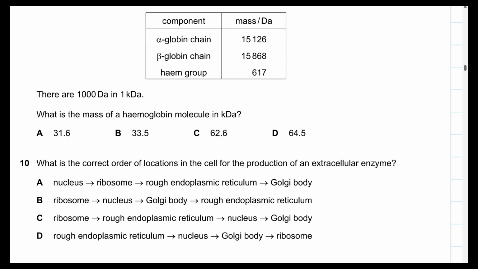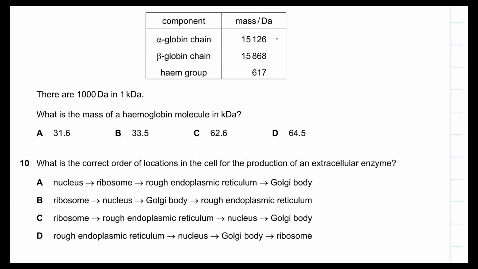Question number 9. The masses of parts of hemoglobin are shown in the table. What is the mass of hemoglobin molecule? So you must know that a hemoglobin consists of 2 alpha globins plus 2 beta globins, and every one of these chains has a heme group. So this makes it 4 heme groups.